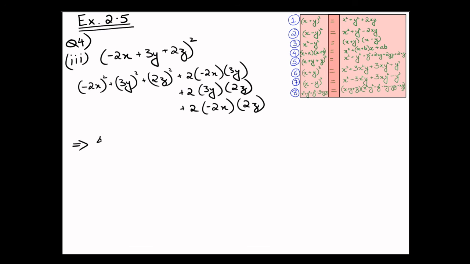Opening the brackets, we get 4x square plus 9y square plus 4z square. The fourth term out here will be minus 12xy. The next one is plus 12yz. The last one is minus 8xz. And that's the final expansion for part number 3.